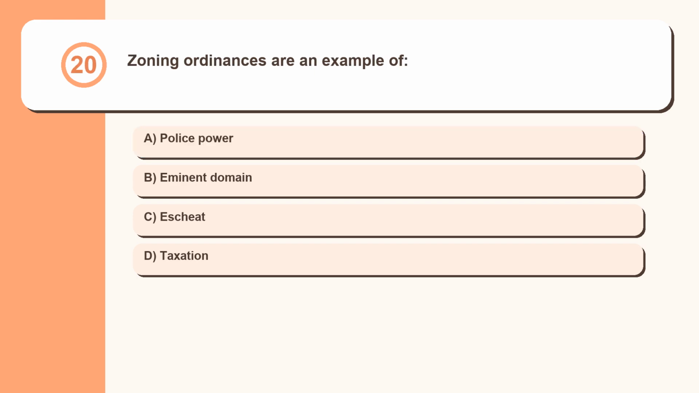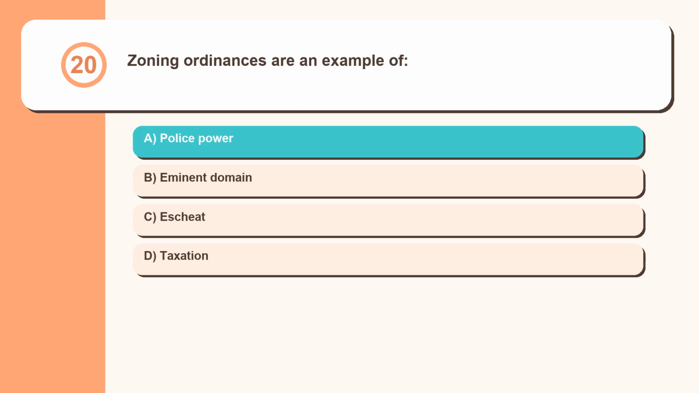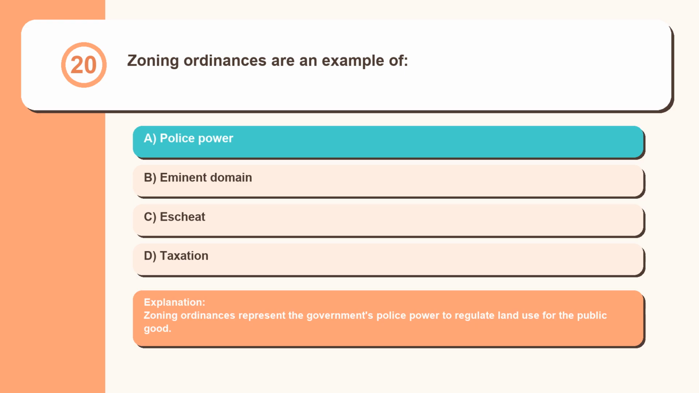Question 20. Zoning ordinances are an example of police power, eminent domain, escheat, taxation. Zoning ordinances represent the government's police power to regulate land use for the public good.